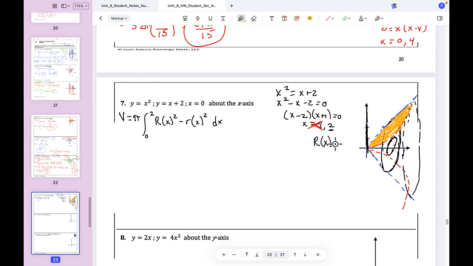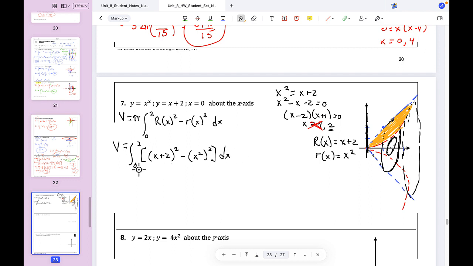Big R of x, right? The big one is going all the way up to the linear function, so that's going to be x plus 2, right? The little r of x, that's the parabola, so that's x squared, okay? So we've got a volume going from 0 to 2, and we have x plus 2, that's the big R squared, minus the little r of x squared, squared. Okay?